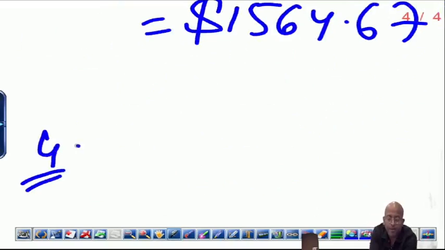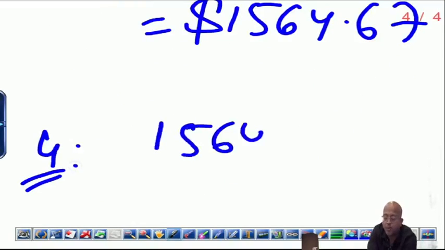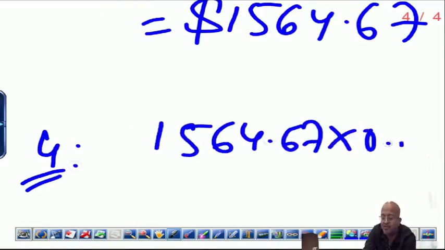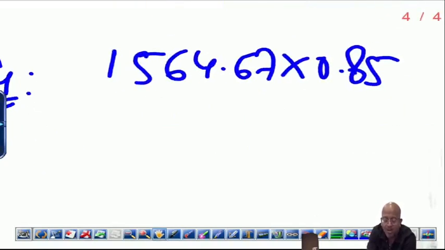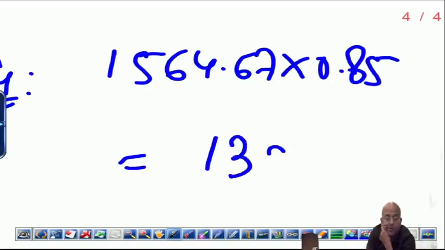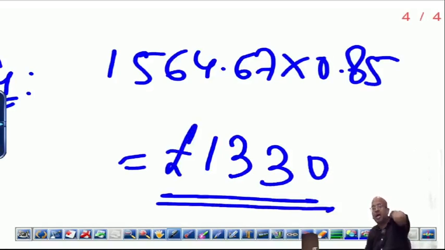Step 4. So 1564.67 into 0.85. We are selling dollar at the overvalued forward rate. 1564.66 or 67 into 0.85. Doesn't matter. Some people are trying to fight on 66 and 67. You may fight on that, I'm not going to fight. So 1330 approx. 1330 pound. Underline. So at the end we are going to get 1330 pound.